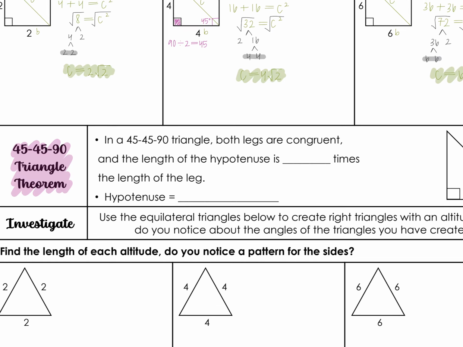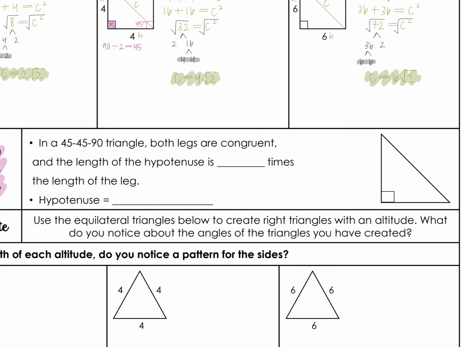They have in a 45-45-90 triangle, both legs are congruent. And the length of the hypotenuse is root 2 times the length of the leg. Okay, so if you are looking for the hypotenuse, you would take your leg and you would multiply it by root 2.